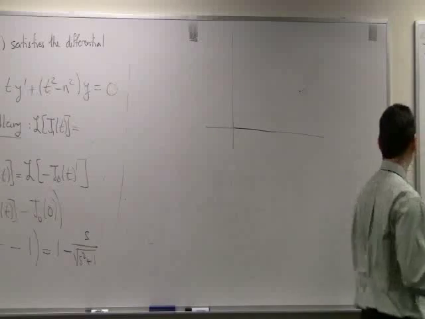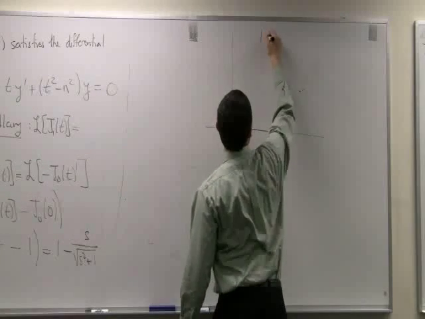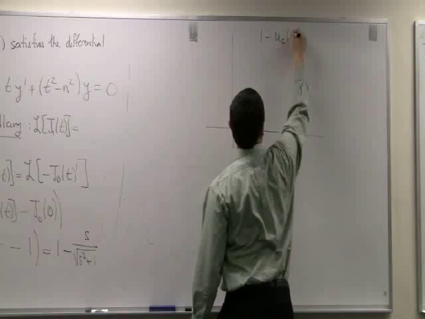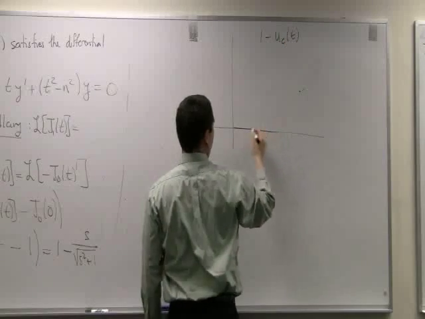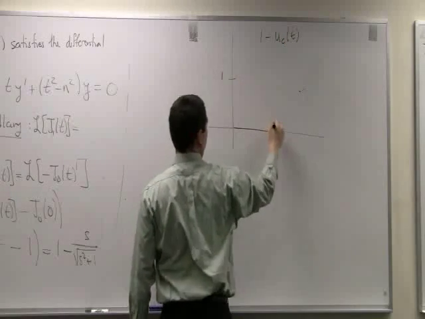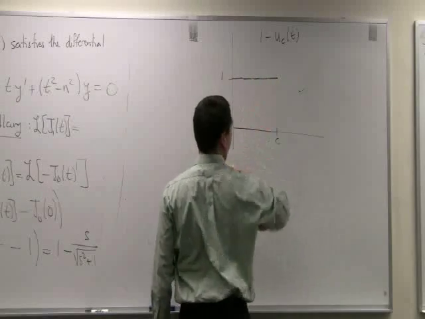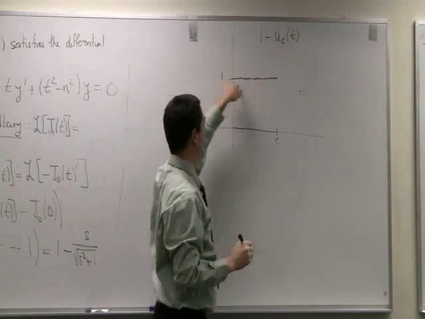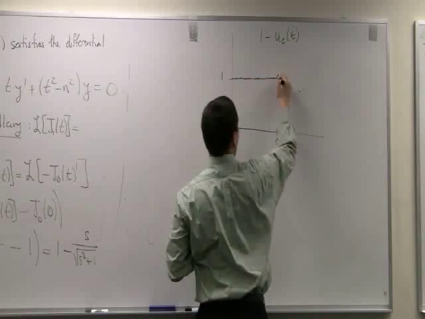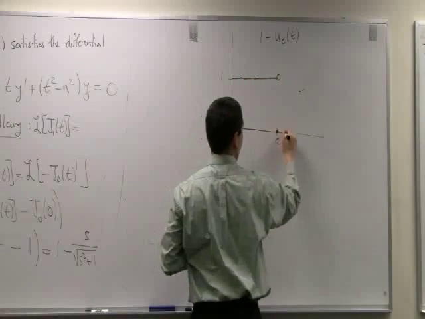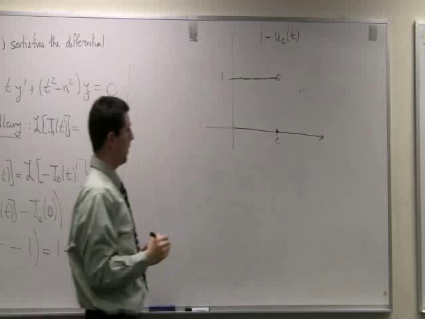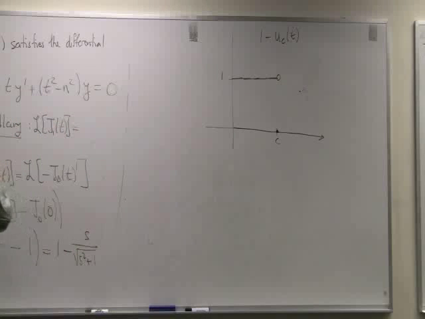0. Okay, so if I do 1 minus uc of t, right, then what do I get? If that's c there, it's going to start up at 1, and then when you get to c, it's going to go down. Okay, so this is quite useful. Okay, so that's how you step down.